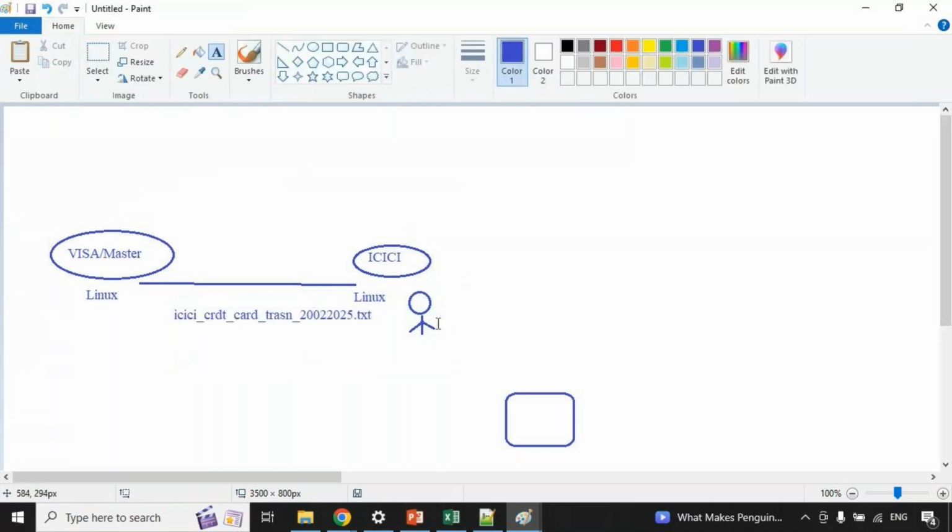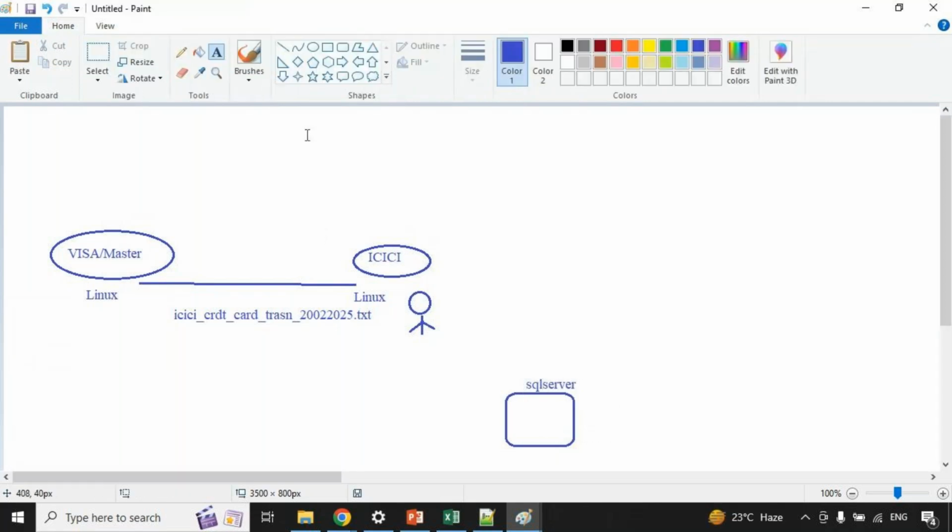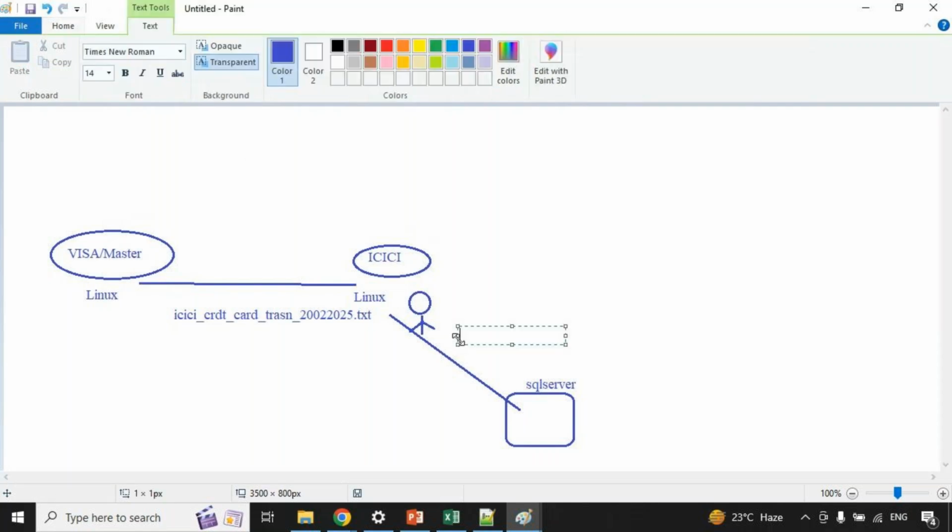Now once the data is in there, I have to maintain the data in my data warehouse, SQL Server. Here I can do some ETL jobs, loading whatever files into the tables.